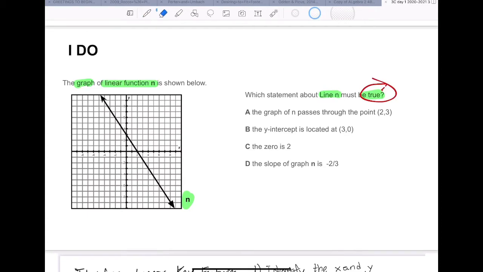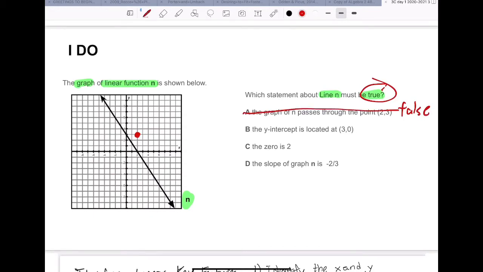The graph of n passes through the point 2, 3. So I'm going to go to 2, 3 first and put a point right there. 2, 3. Is that true? It is not. So it is false. That means that one is wrong.